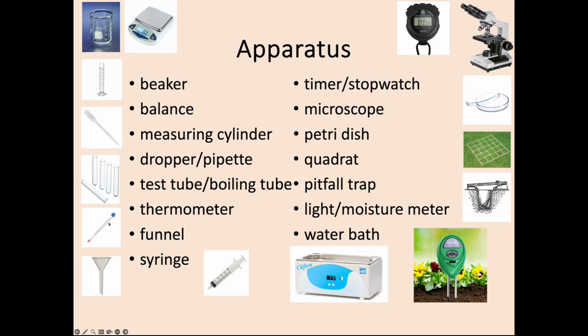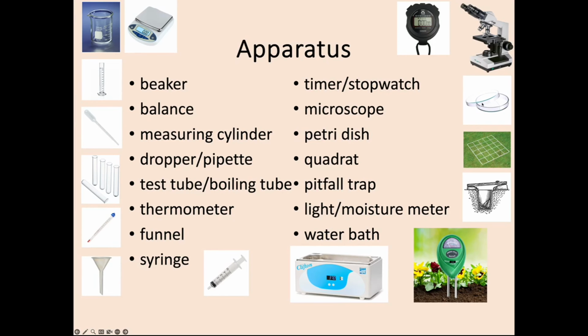We've got thermometers. Thermometers are used to measure the temperature within a solution, within an experiment. Funnels, which we use to separate materials. We can put filter paper in there and we can separate solids from liquids, etc. We've got a syringe as well, which is used for accurate dispensing of solutions. We've got a timer or stopwatch over here, which, as the name suggests, is for recording time. We've got a microscope here, which, again, you're probably all familiar with, which is used to magnify very small things that we want to look at in biology.